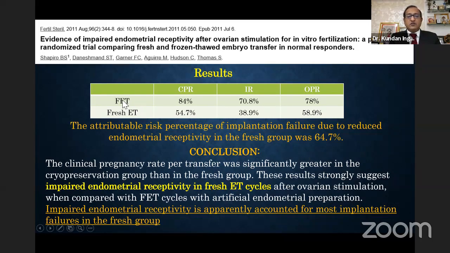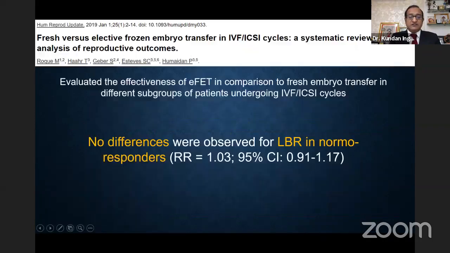So in frozen embryo transfer, the clinical pregnancy rate, the implantation rate and ongoing pregnancy rates were significantly higher when normal responder patients were asked to undergo frozen embryo transfer, compared with a fresh embryo transfer. So the attributed risk percentage of implantation failure due to reduced endometrium receptivity in the fresh group was almost 64.7%. So impaired receptivity probably accounted for most implantation failures in the fresh group, and that is why this was the evidence which says so.